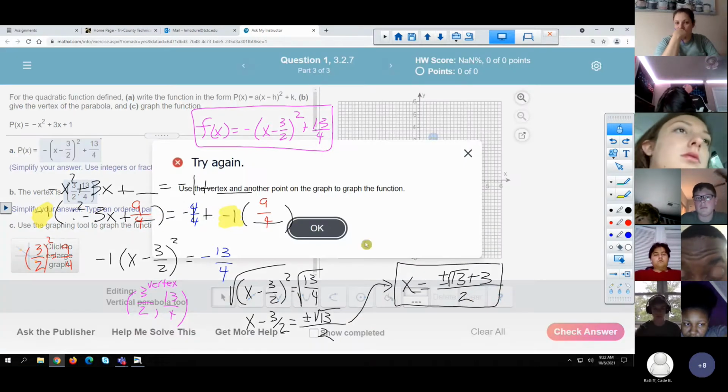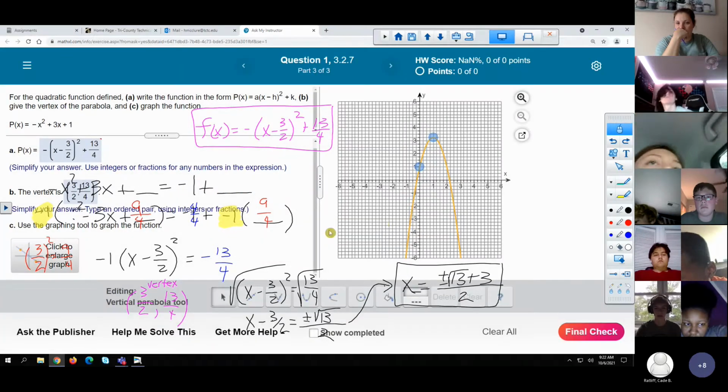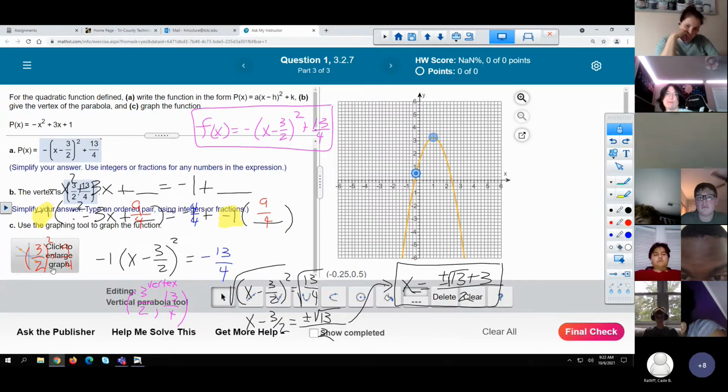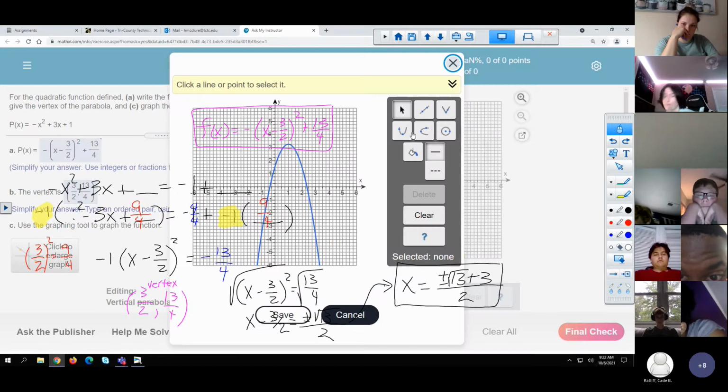Oh, did you put in 1 instead of 1/2 for the X on the vertex? Let me see. Hold on. That might be what I did. Let me edit it. Well, where's the edit button? Let me go in here. Well, I'll just clear it.